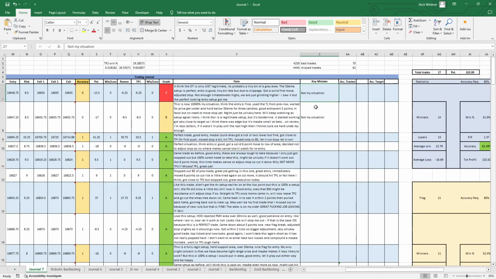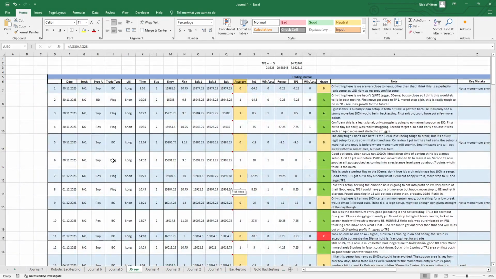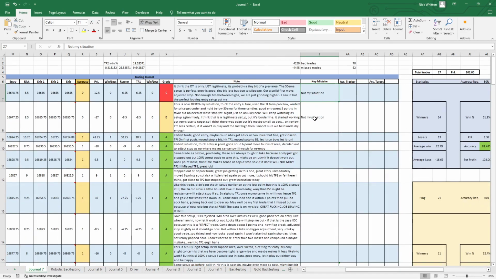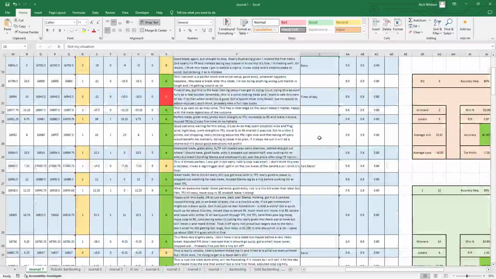I also note down my key mistake, and this is important so that when I have larger samples, if I go back to this one here, I can sort these and find out what my most common mistake is. This then means that you can go, okay, where am I losing the most money? Well, it's because of this specific problem that I'm doing. We're going to resolve that one first. If you don't journal, you're not going to know that. So it's really important that you have something that is identifying what the key mistakes are.